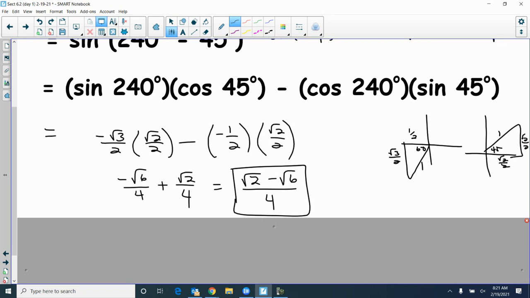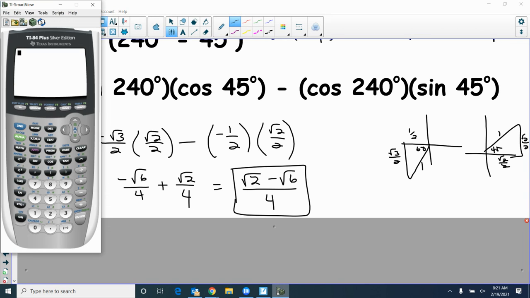Okay, so I got that. That would be the answer. If you want to check it, plug that into your calculator, see if it gives you the same thing. Okay, in terms of the decimal, you have to check it with the decimal. I'm going to do it this way: square root of 2 minus square root of 6 divided by 4. Okay, it gives me negative that, and so we said what, the sine of 195? Okay, they're equivalent.